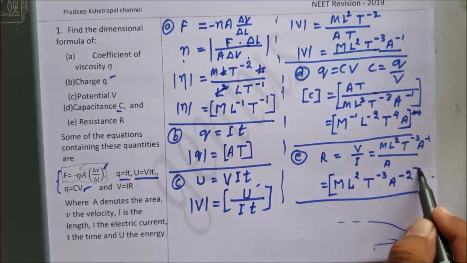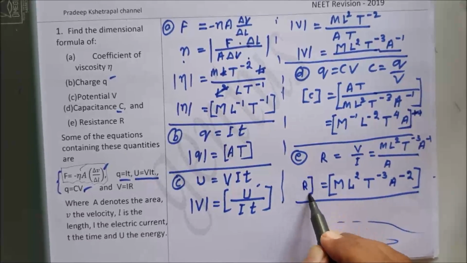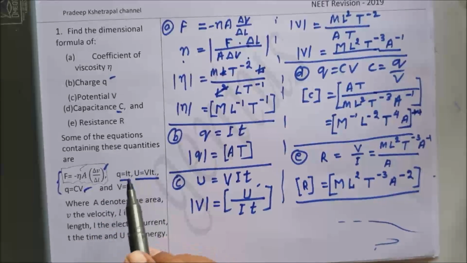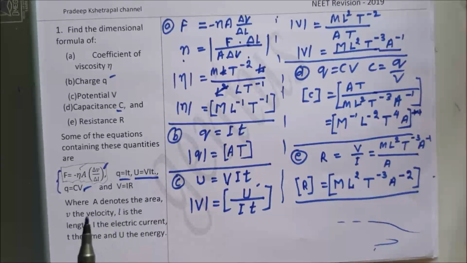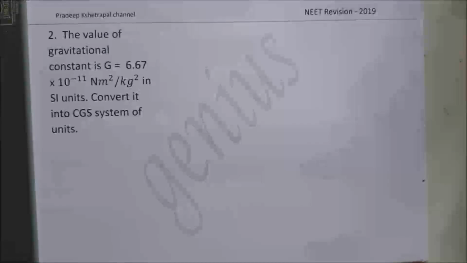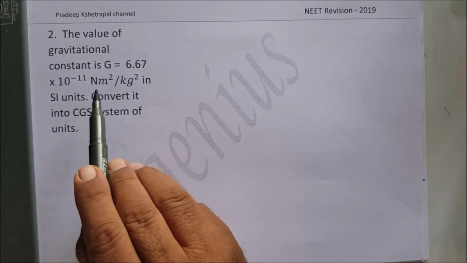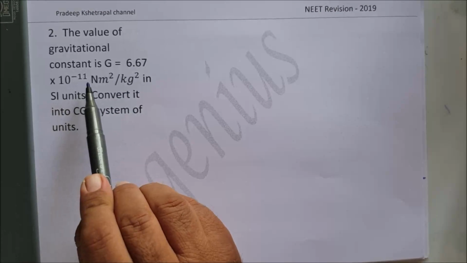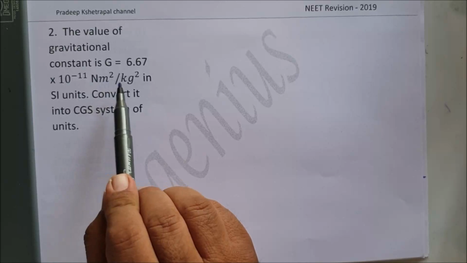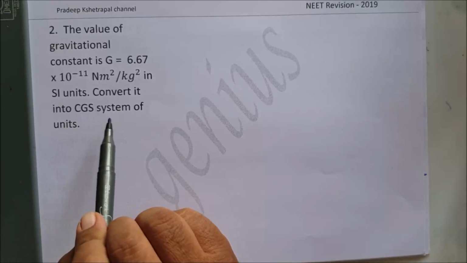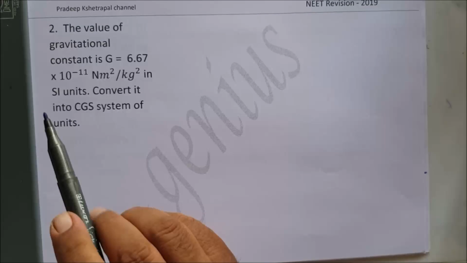So in this way, we have got the dimensions of all the physical quantities which were given to us in the question. And now we go to question number 2. The value of gravitational constant G is 6.67 into 10 to the power minus 11 Newton meter square per kg square in SI units. Convert it into the CGS system of units.